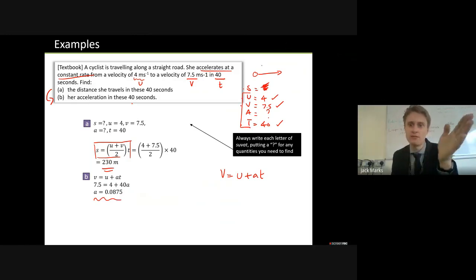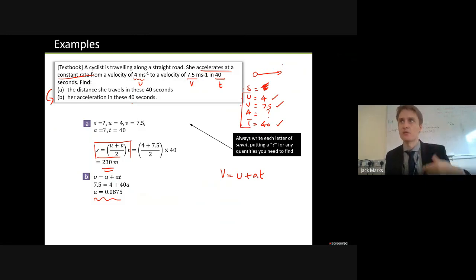Well, she's going in one direction here, and then later on, she's still going in that direction, but she's going faster. So she must have accelerated. There must be acceleration. So yes, that makes sense. There is an acceleration, a constant acceleration throughout the question.